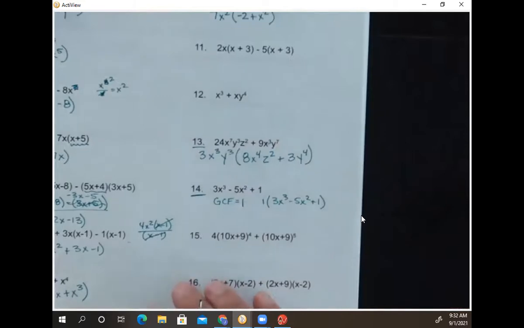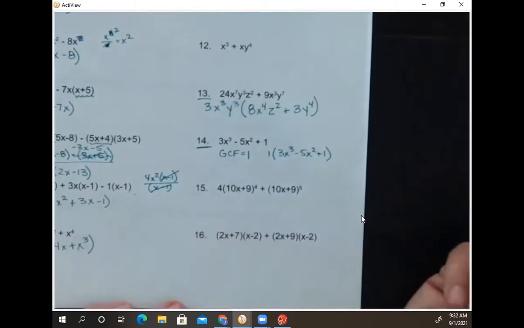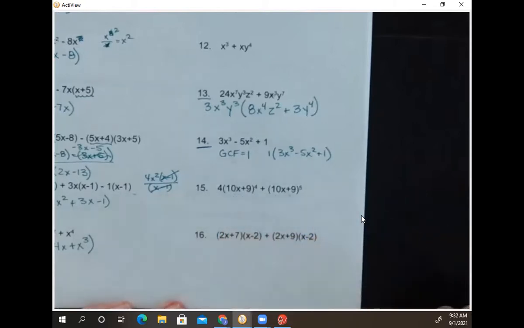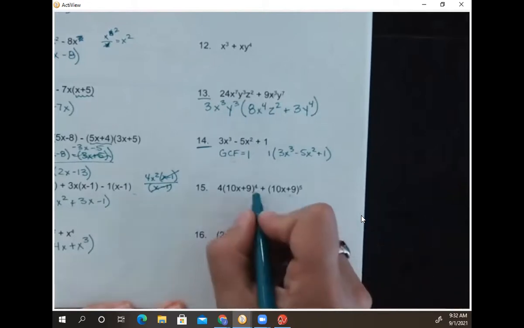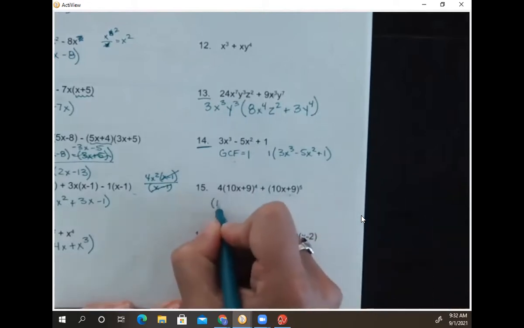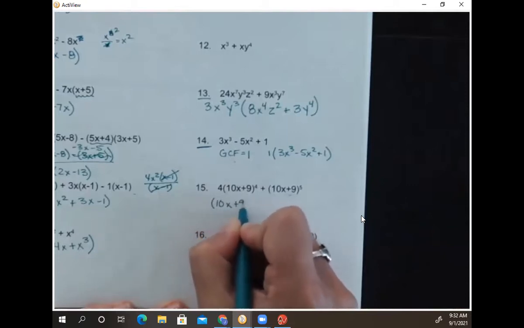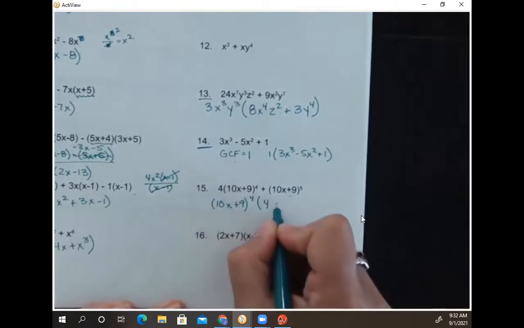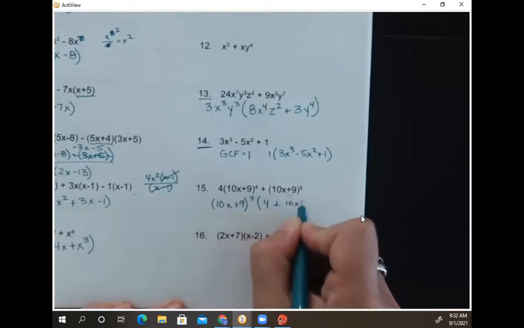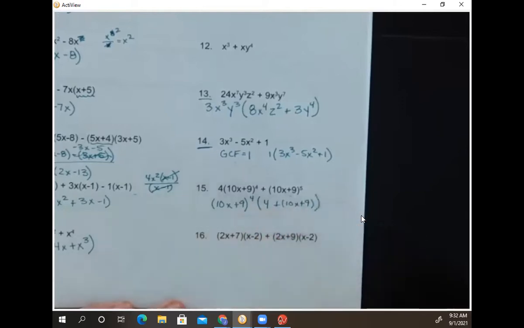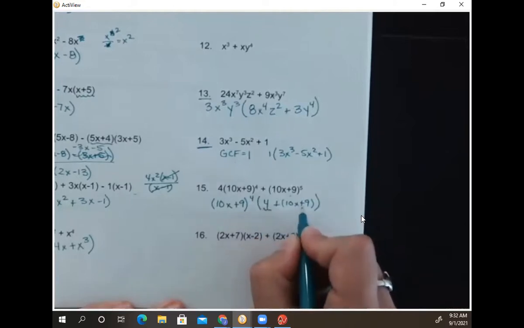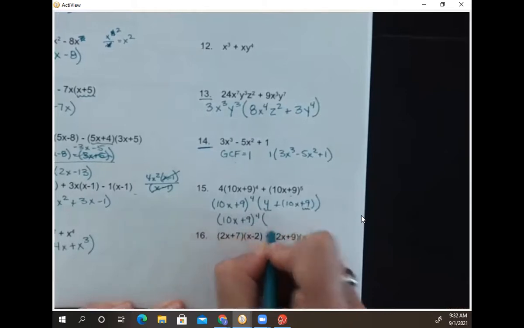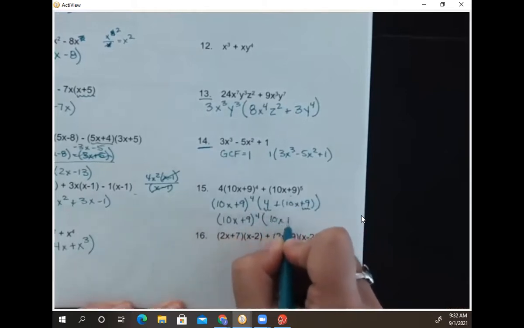Let's take a look at 15. My GCF here would be 10x plus 9. How many of them can I take out? 4 of them, right? Again, that smallest exponent is 4, so I can take out 4 of them. 10x plus 9 to the 4th. That would leave me with 4 plus 10x plus 9. And I could combine my like terms here. So I would have 10x plus 9 to the 4th times, this would be 10x plus 13.